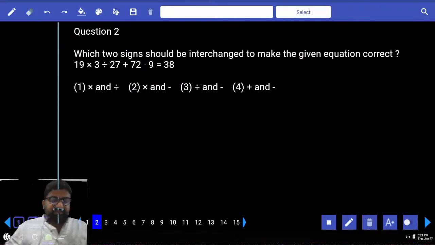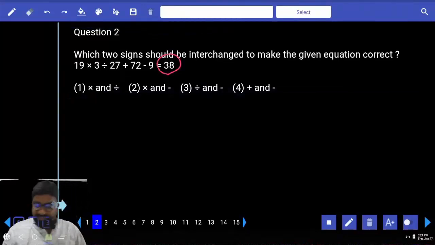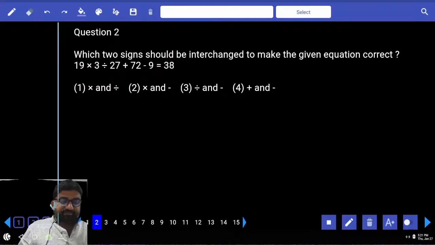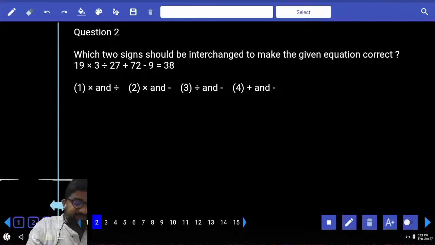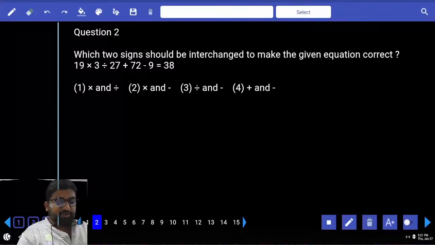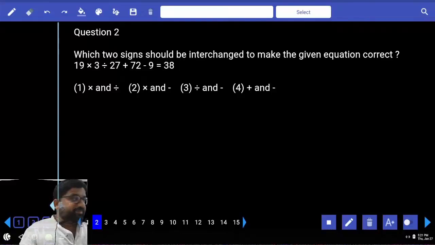Next, which two signs should be interchanged to make the given equation correct? The value should be just 38. If I interchange into and divided by, this becomes divided by and this becomes into. Yes or no? 19 divided by 3, my value will be in decimal numbers. There are more chances for you to get the answer in decimal numbers. So can this be my answer? No. I'll go for the next one.